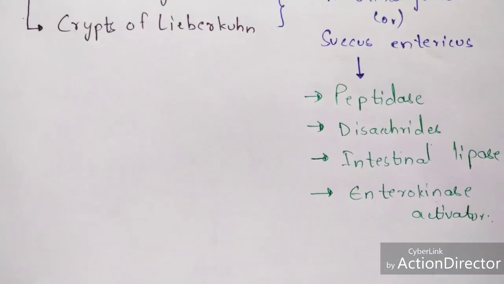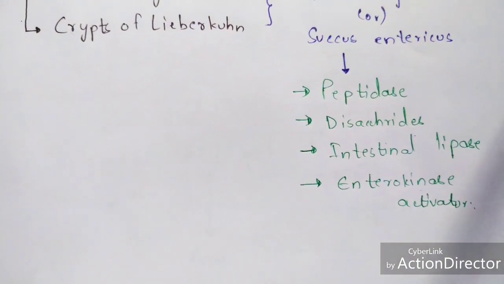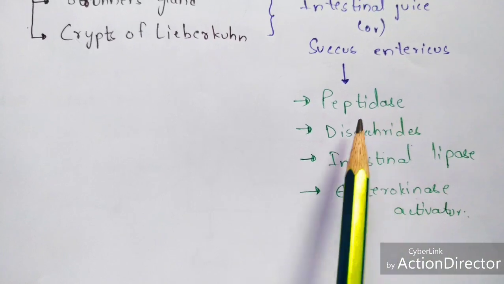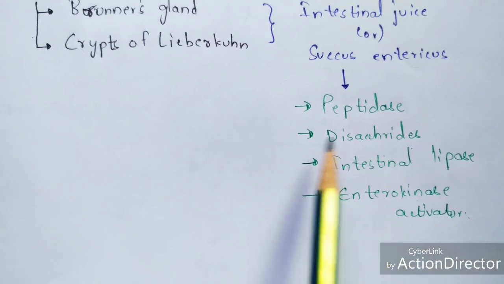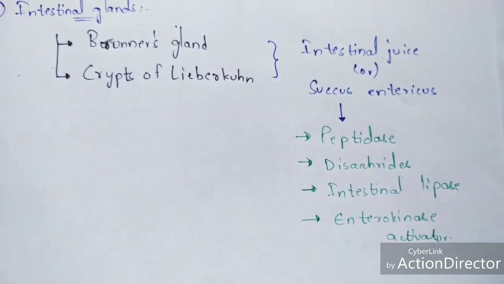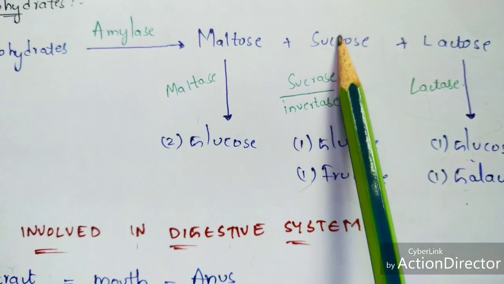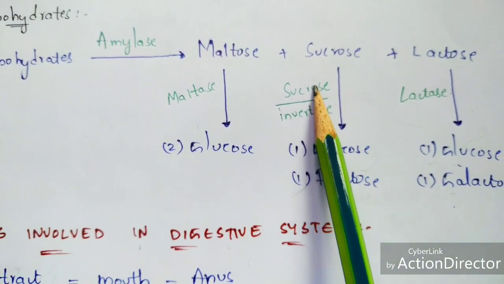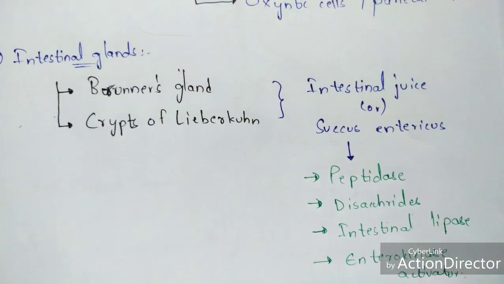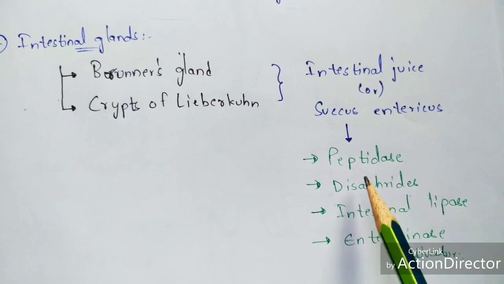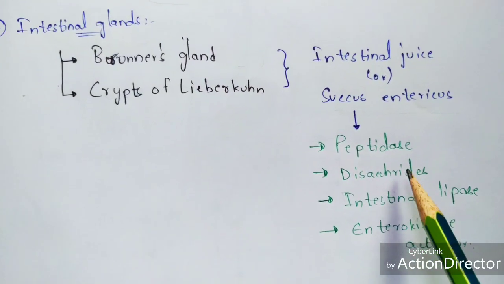So you know about the peptidases, right? Peptidases act on peptides like tripeptides, dipeptides, and aminopeptides. And the disaccharidases include sucrase, which is also called invertase, which I explained to you previously. Sucrase or invertase helps in the conversion of sucrose to one molecule of glucose and one molecule of fructose, and that happens through the succus entericus in the form of disaccharidases, right?